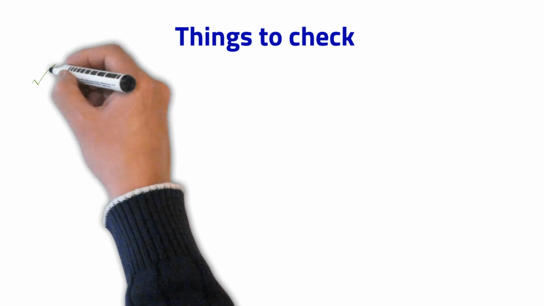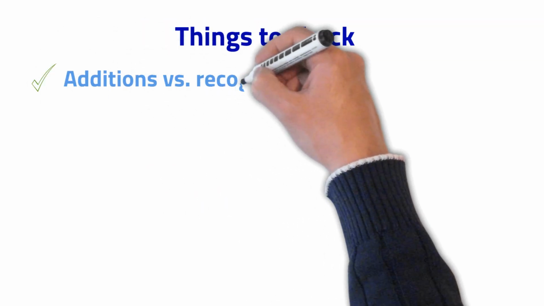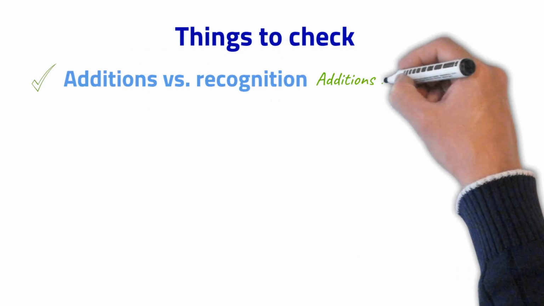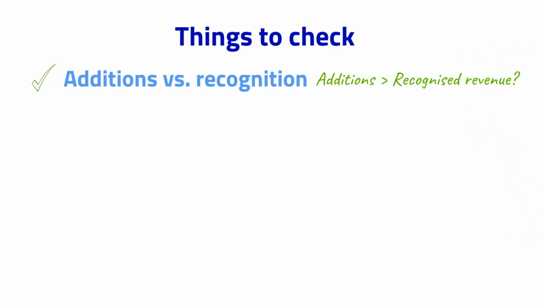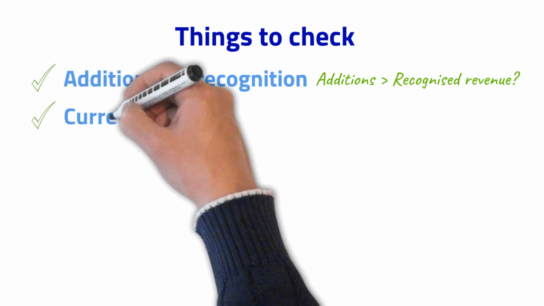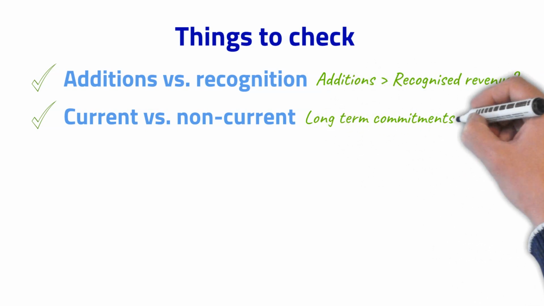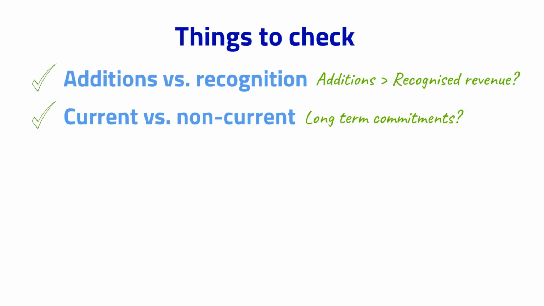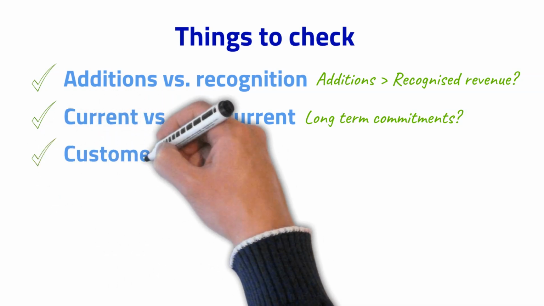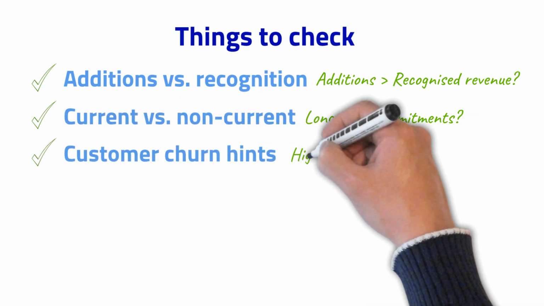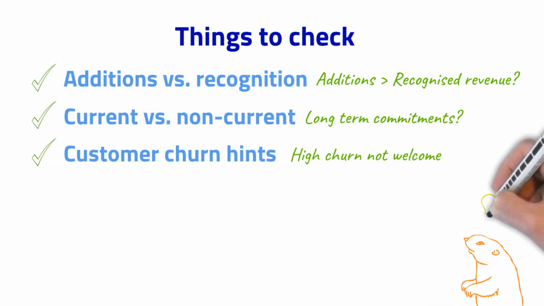Addition versus recognition. Are you growing the book of prepaid obligations? Are those additions profitable? Current versus non-current split. How much will be earned within 12 months and how much is a long-term commitment? Normally, the market doesn't really like long-term commitments. Customer churn hints. In subscriptions, large cancellations may slow additions and growth rates.